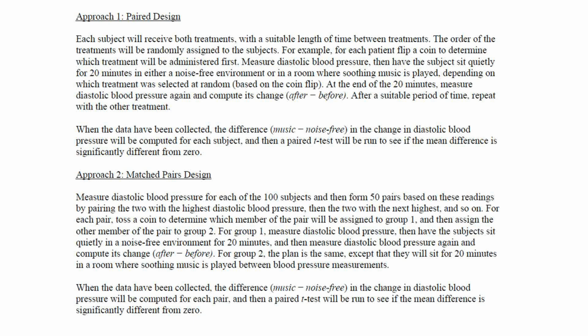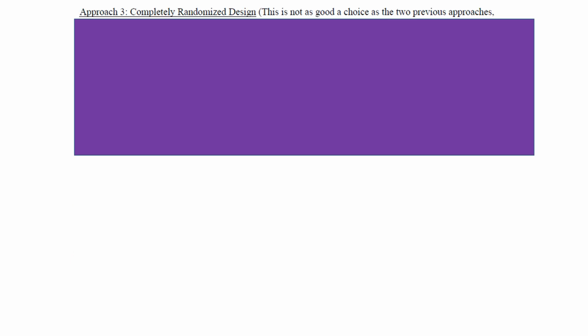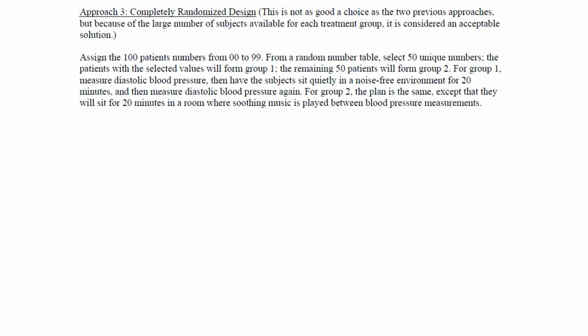And our third option is the completely randomized design. This is not as good of a choice as the 2 previous approaches, but because of the large number of subjects available for each treatment group, it's considered an acceptable solution. So you're going to assign the 100 patients numbers from 00 to 99, and from a random number table you're going to select 50 unique numbers, and the patients with the selected values will form group 1. The remaining 50 patients will form group 2.